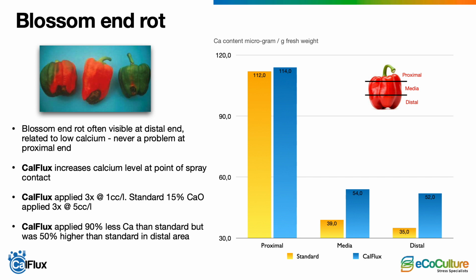Calcium uptake and distribution. Blossom end rot is often visible at the distal end, related to low calcium, and is never a problem at the proximal end. Calflux increases calcium level at the point of spray contact. Calflux was applied 3 times at 1 cubic centimeter per liter, while standard 15% calcium oxide was applied 3 times at 5 cubic centimeters per liter. Calflux applied 90% less calcium than standard, but was 50% higher than standard in the distal area.